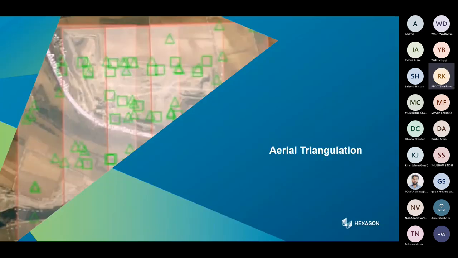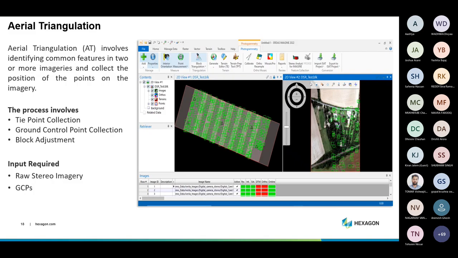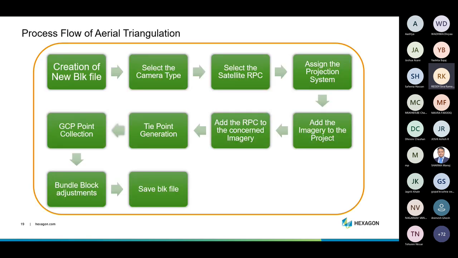Then we are talking about aerial triangulation. Aerial triangulation is nothing but triangulating the project. And to create an aerial triangulation, what process do we have to involve? First, we have to load our imageries. Then we have to collect the tie points. Then we have to collect the ground control points. Then we have to adjust the block. And this is the process flow of aerial triangulation.